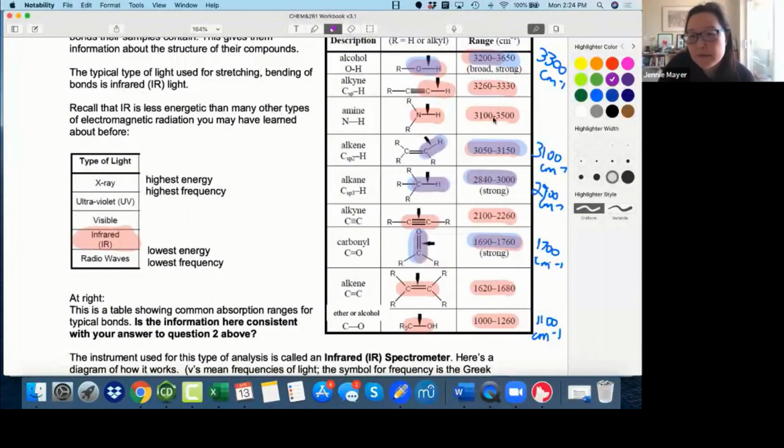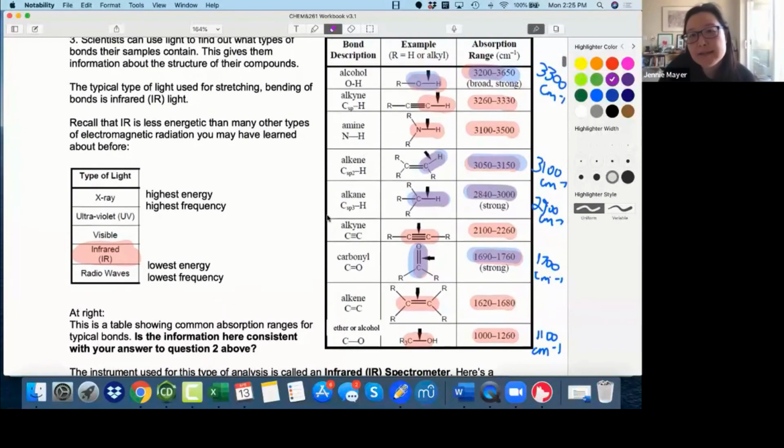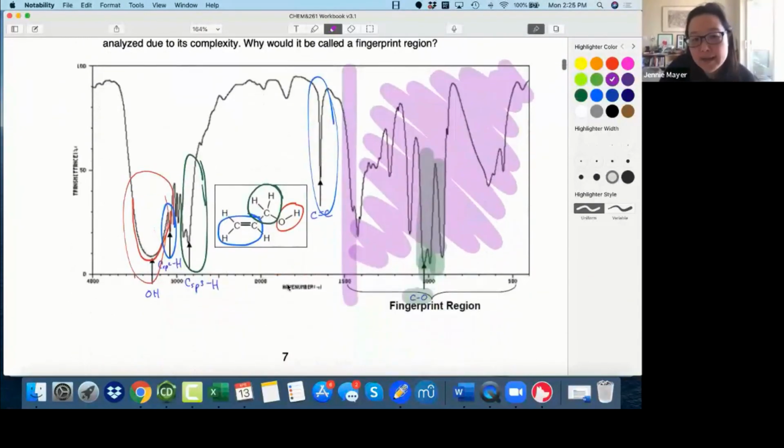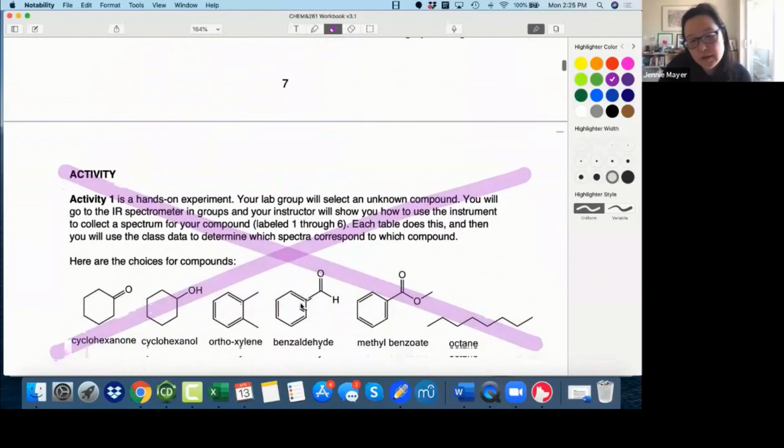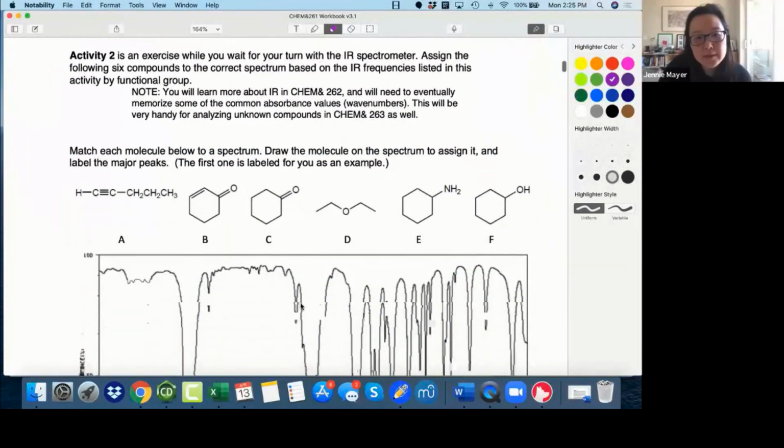The other thing is notice some of these say broad, strong. Strong means very intense, very deep peak, very big. Broad means sort of U-shaped. Alcohol is very characteristically broad, and you can see this U shape here. That's due to the hydrogen bonding effects, so that's why I know it's an alcohol from looking at it. Otherwise, these peaks that are sort of deep are called strong. Some peaks are stronger than others, and you will learn that by experience.